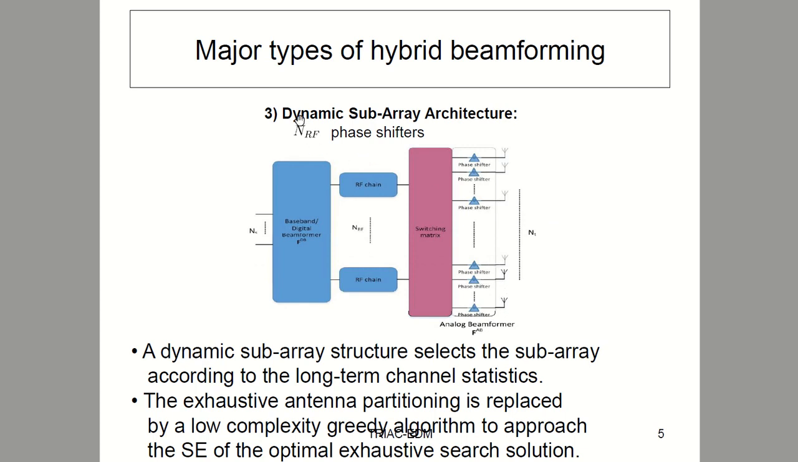And then also there is a dynamic subarray architecture. You have NRF phase shifters. So you have beamformers coming in, and then you have NRF RF chains, and the switching method does a switch, and then it goes to the phase shifter and then gets transmitted.